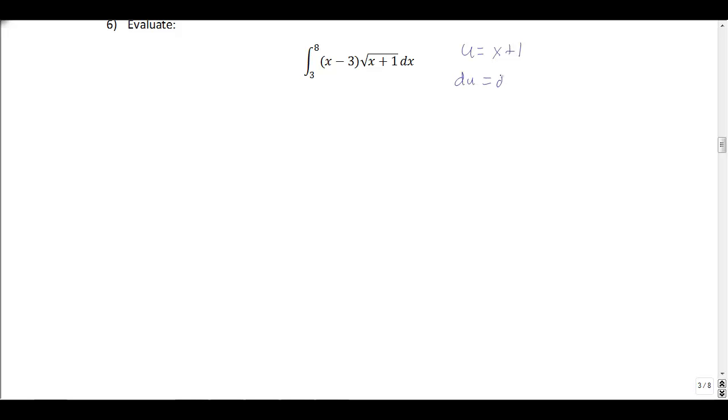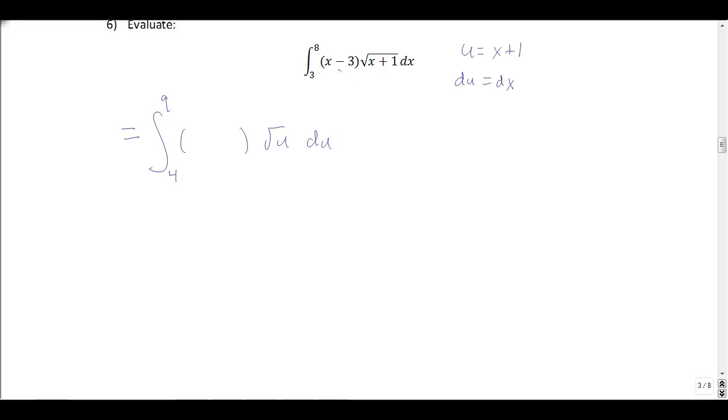So du then is just dx. And so when I do my integral, I've got x minus 3, that's a little bit bothersome. Square root of x plus 1, that's square root of u. dx is just du. My bounds, let's see, when x is 3, u is 4. When x is 8, u is 9. Note, if I'm doing square roots, those are perfect squares. Makes me think I'm probably on to something if this is supposed to work out relatively nicely.